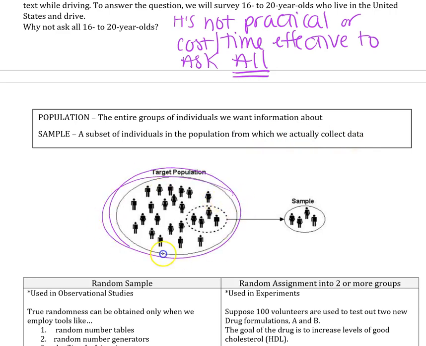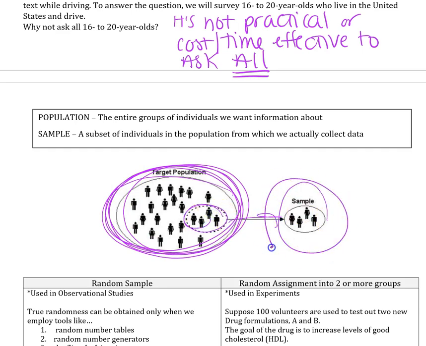So picture this representation of every 16 to 20-year-old in the United States. I randomly select a few of them, take them out, and that's my study. Those are the ones I get the answers about. So whatever answers I get from the sample, I can then infer that it's likely the same for the population.